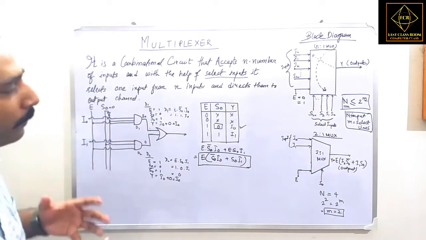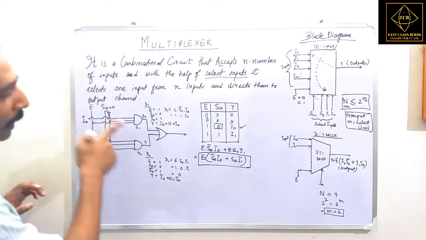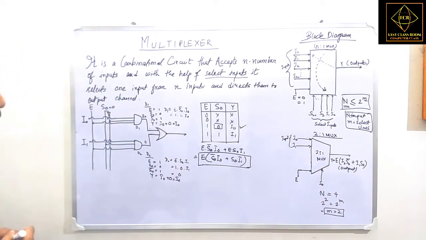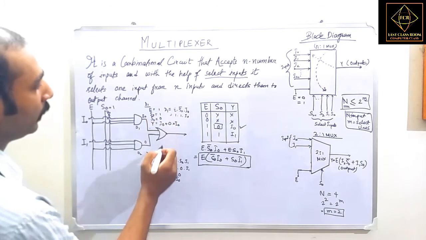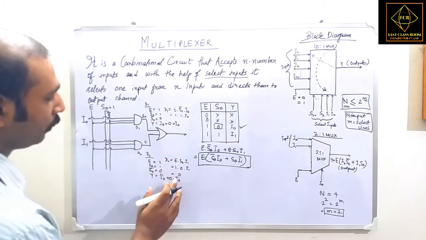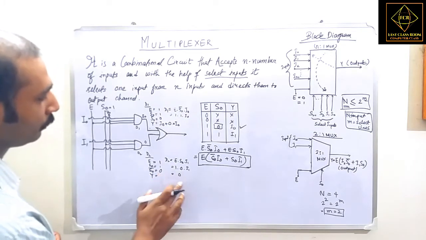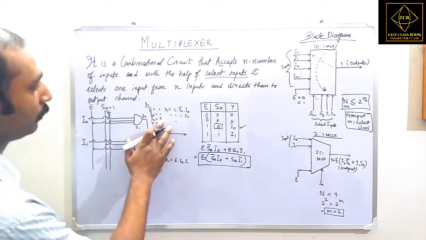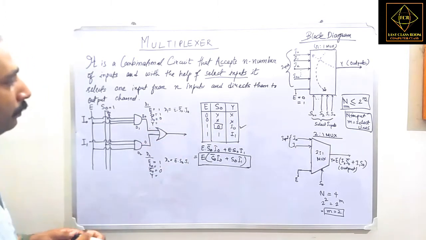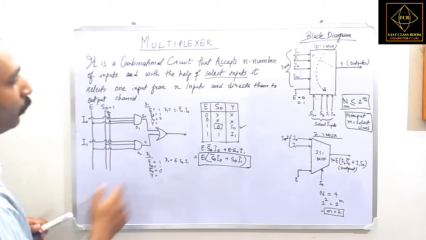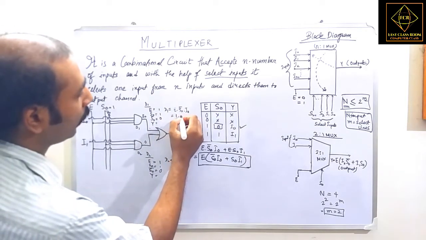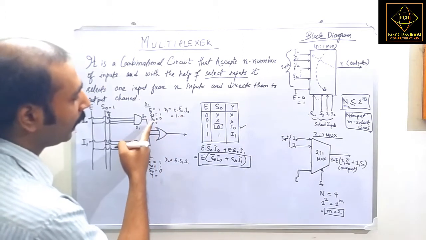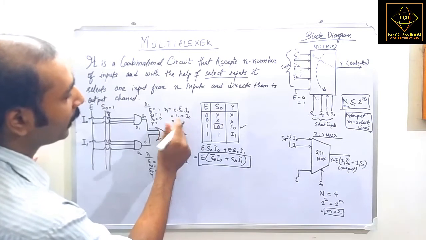So the select input has a lot of work to do in order to filter which input to pass through this circuit. Now if we consider that S0 is 1, what would be the final output? When S0 is 1, for this circuit we are getting E, S0 bar and I0. Here E is 1, and mind it, S0 is 1 and S0 bar will be 0, and I0. Whatever we AND with 0 will be 0.